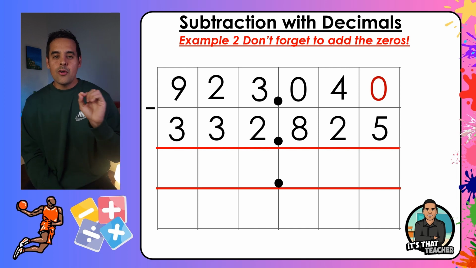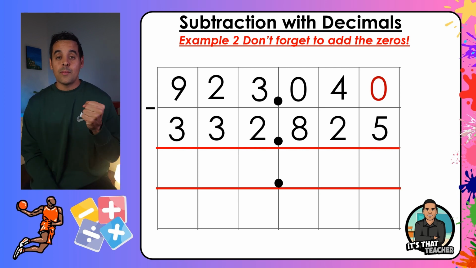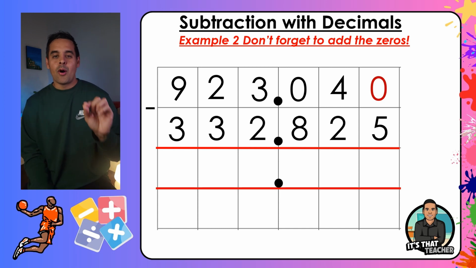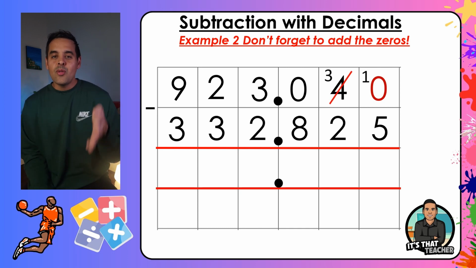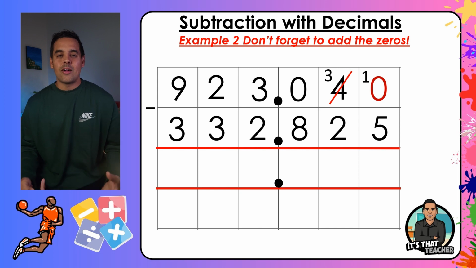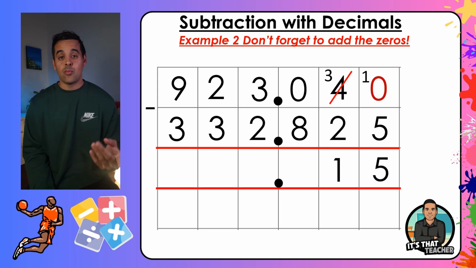So 0 take away 5. You need to borrow here because, like I said, hold up 0 fingers, take away 5 of them, you can't do it. So borrowing from the hundredths column, the 4 there, we're borrowing 1 from that, so we change it to a 3. Give the 1 to the thousandths column. Now, 10 take away 5 is 5. 3 take away 2 is 1.